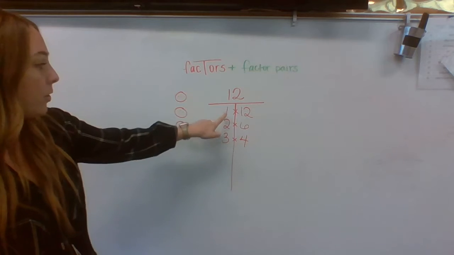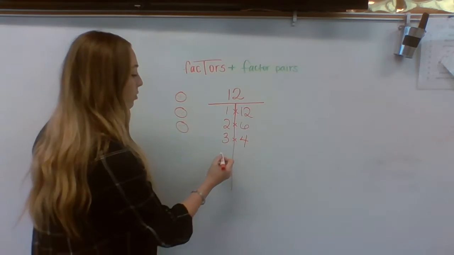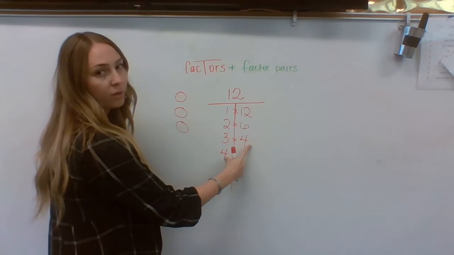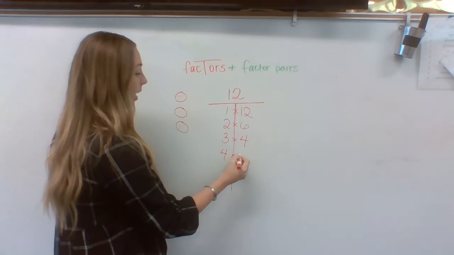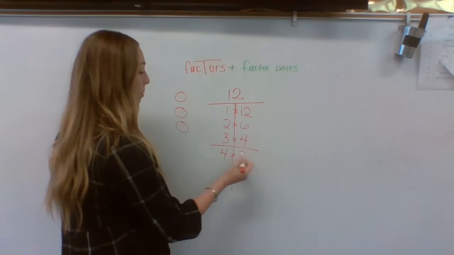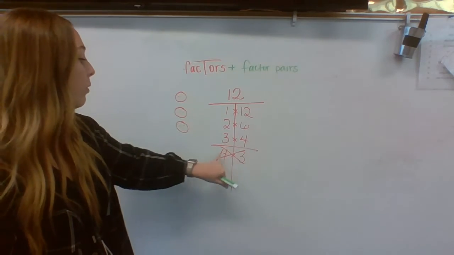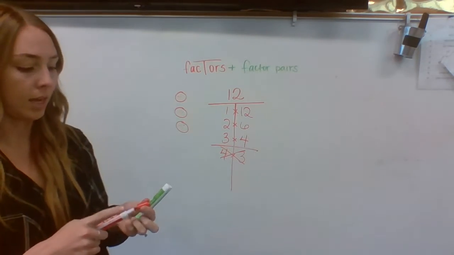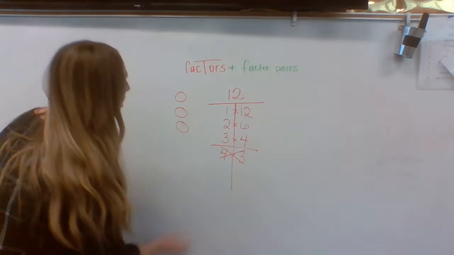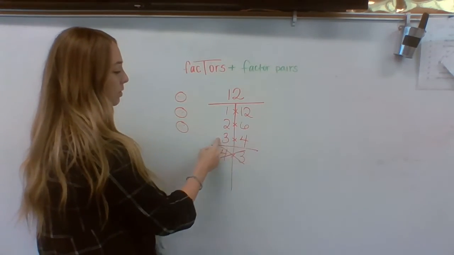The next thing I want to do, 1, 2, 3, I'm going to try 4. And I actually already know that 4 is going to work. And this is when I know to stop. I can draw my line and stop right there because 3 times 4 and 4 times 3 are the same thing. So the factors are 1, 12, 2, 6, 3, 4.